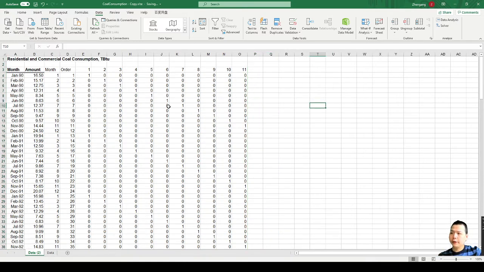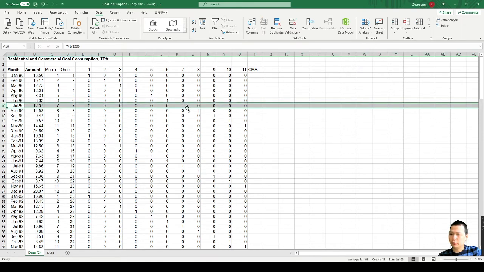So we've already created the order, the entire number of months here. We also created the dummy variable here. And here we want the CMA, the centralized moving average, for the year. We want to start with July, because July is in the middle of the year, so we don't have enough data for June, but we do for July.